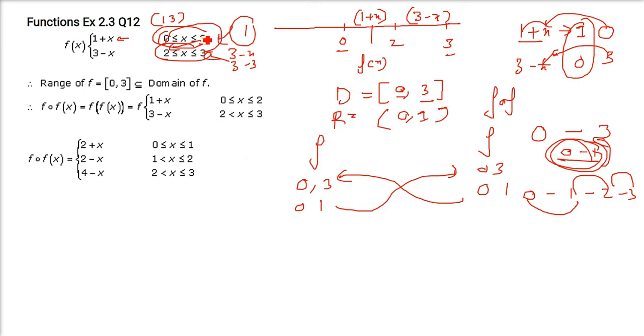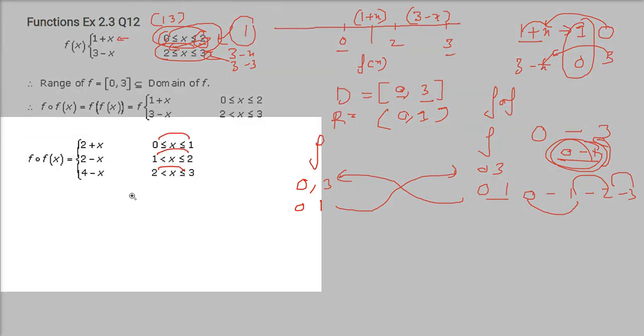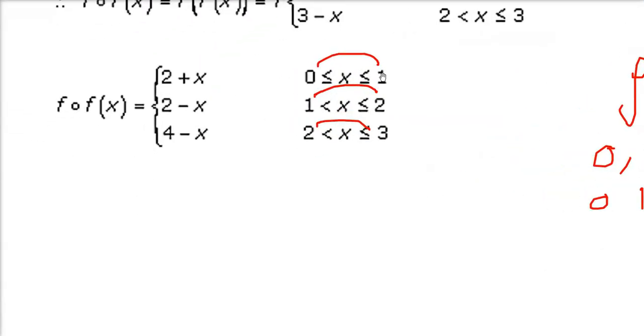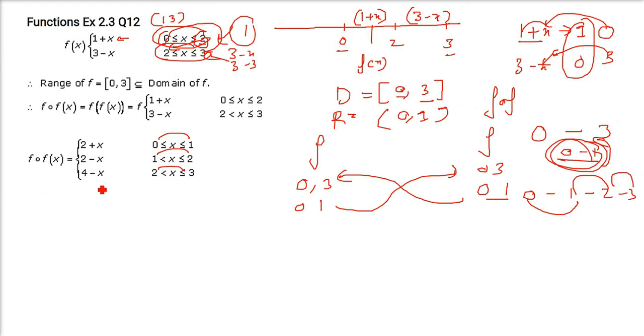1 should be inclusive in the first one. Then 1 to 2, 2 to 3. So 0 to 1, 1 to 2, 2 to 3. These are the 3 parts for which we have to separately find out f of f of x. The first one, 1 is included. Second one, 1 is not included. Third one, 2 is not included. So we have a clear distinction of these 3.